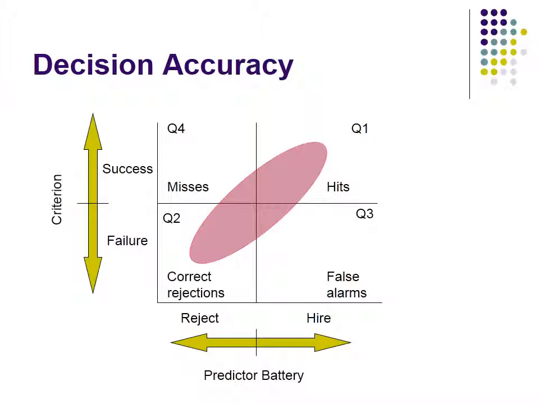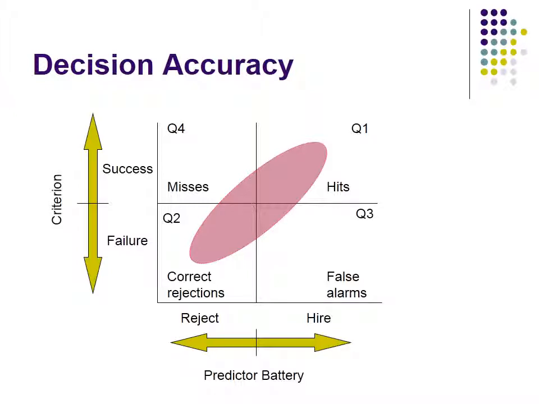Now the Q2 and Q3 on the left side of this chart are usually not actually measured, because remember, if we don't select them, we don't have performance to compare them to. So this is more theoretical, but again, most relationships when we look at correlations are fairly symmetrical, so if we know Q1 and Q3, we can do a pretty good estimate of Q4 and Q2.